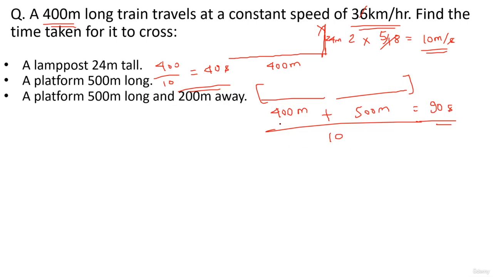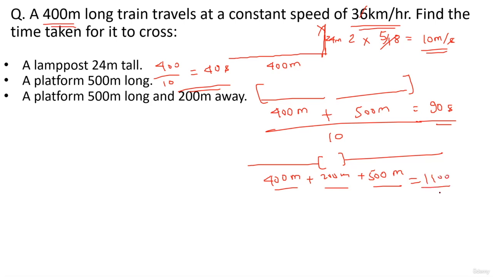A platform 500 meters long and 200 meters away. The difference in this question and the previous one is, here the train is again 400 meters long. The platform also is 500 meters long, but between them there is a gap of 200 meters. Now guys, what difference will this make? The only difference it will make is the total distance to be traveled will increase. That's all, right? So the total distance now is 400 plus 200 plus 500, which is 1100. Divide by the relative speed, 10 meters per second. The time taken is 110 seconds. So for a 500 meter long platform, which is 200 meters away, the time it will take to overtake is 110 seconds.